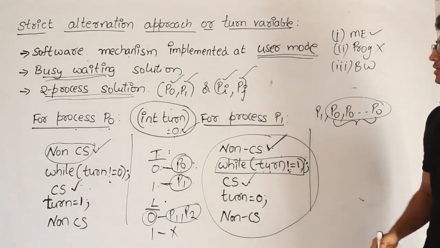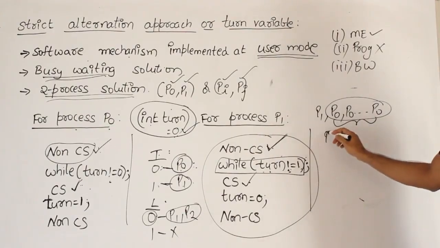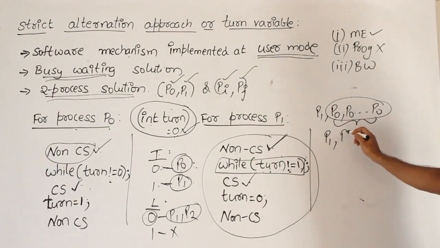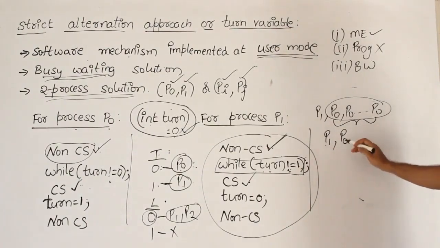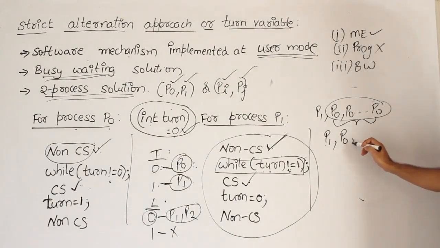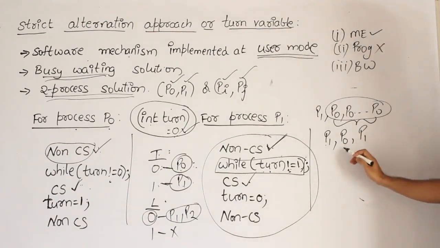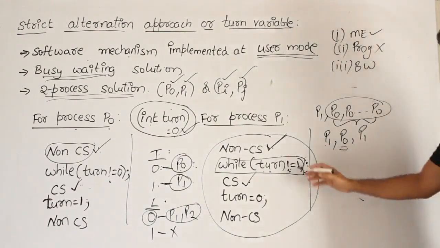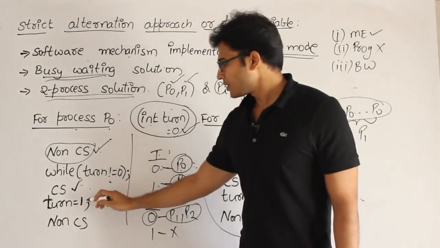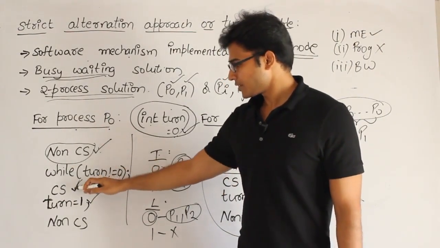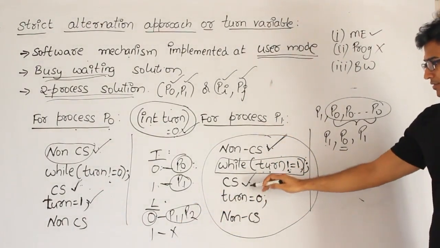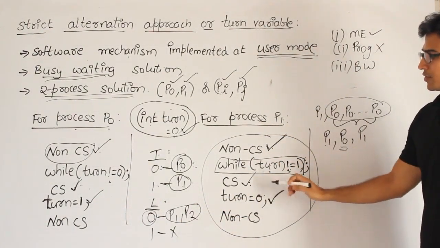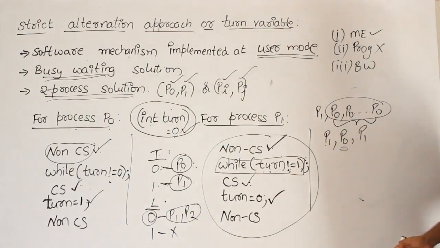But in this solution, if P1 wants to enter the critical section, then P0 can enter the critical section only if it is P0's turn and it is not P1's turn. Once P0 finishes its execution, it should leave the control to P1, which means it should make the turn variable 1, isn't it? See this. P0 will make the turn variable 1, which means after its critical section is over, it will give the turn to P1. And similarly, P1 after its critical section is over will make the turn 0, which means it will give the turn to P0, right?